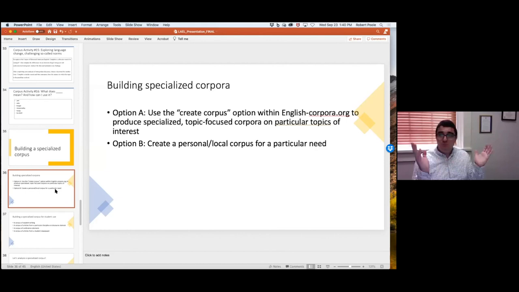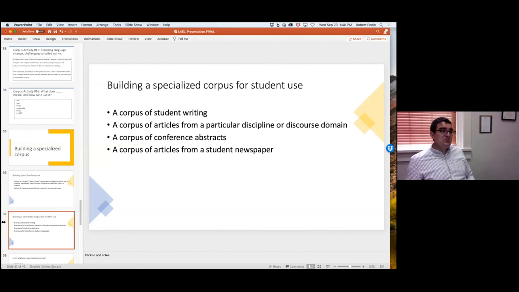Windows, Mac can be really great. So, samples of possible specialized corpora: a corpus of student writing. I think this is quite powerful to provide relevant exemplars, relevant models for student learners. I don't know if Jack Hardy is out there, but Jack Hardy has an article talking about relevant models and how those can be useful for student writers.